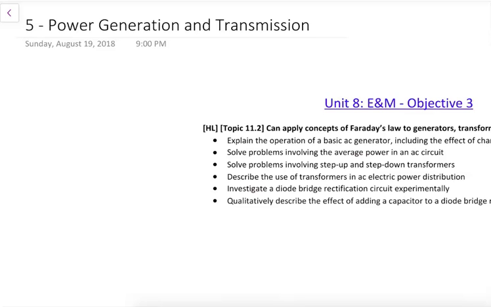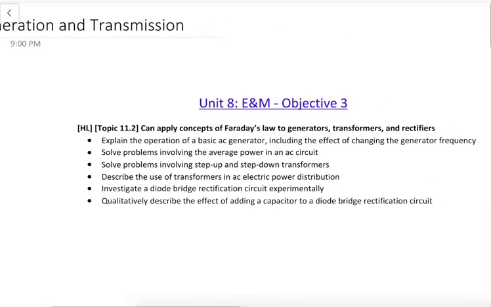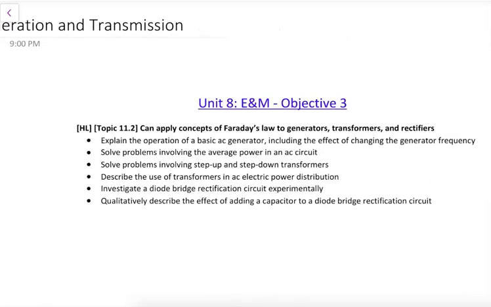All right, this lesson's on power generation and transmission. And when looking at objective 3 from our overview document, we're really going to focus on just the first sub-objective: explaining the operation of a basic AC generator, including the effect of changing the generator frequency.